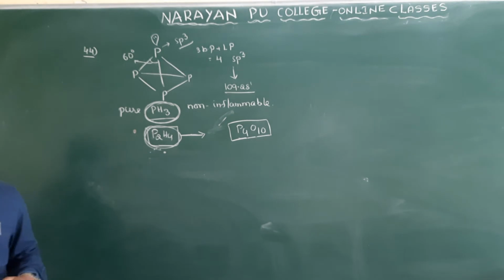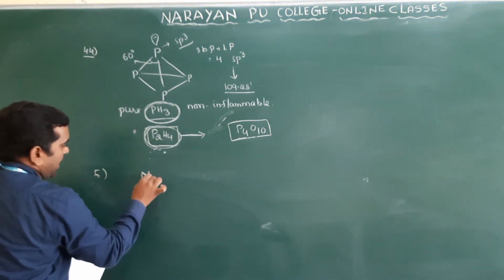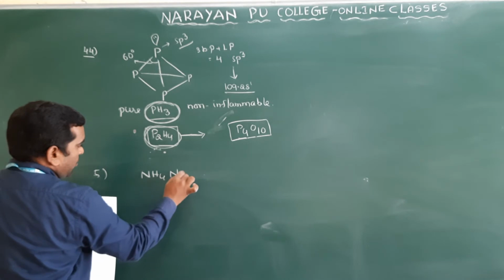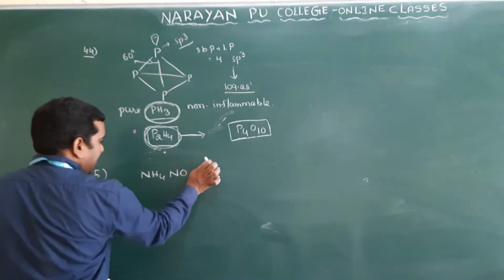Clear? So next one, question number 5. See question number 5. What is here? NH4NO3, NH4NO2, ammonium nitrite.